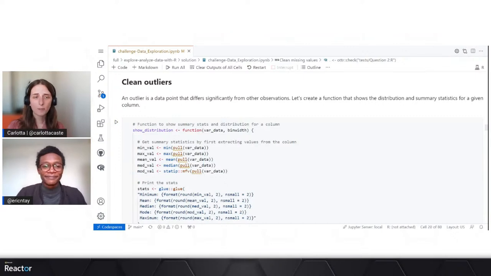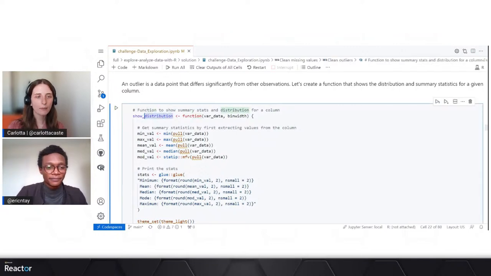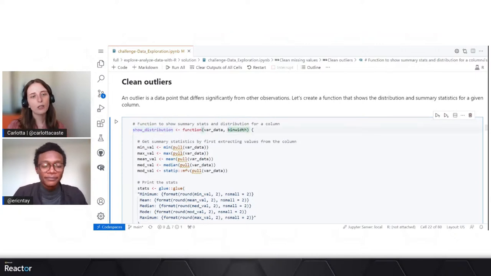And the easiest way to spot outliers is to graph the distribution of the data. That's why in the next question, we are going to use a function we named showDistribution, which shows the distribution and summary statistics of the dataset for a given column. The column we want to pass to this function is the delay, so the number of minutes of delay of the departure of a flight. So before going to the next question, Eric, do you mind briefly explaining what the function showDistribution does?